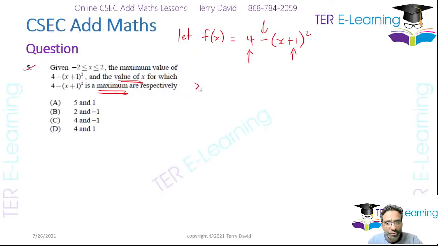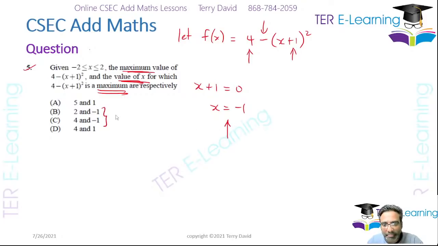So all we need to do is say x plus 1 equal to 0, and therefore x is equal to minus 1. So this here is where my maximum value occurs. I'm just watching how they ask the question, right? Let me make sure. So they want the maximum value first, and they want the value of x at which it occurs, right? So the value of x is this. So the second part of my answer should be minus 1.